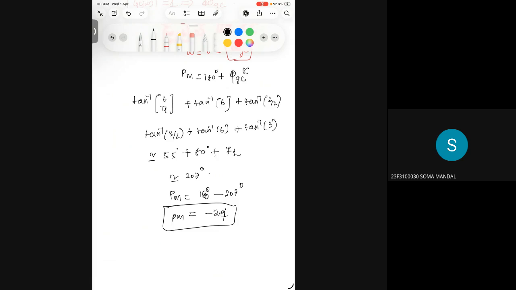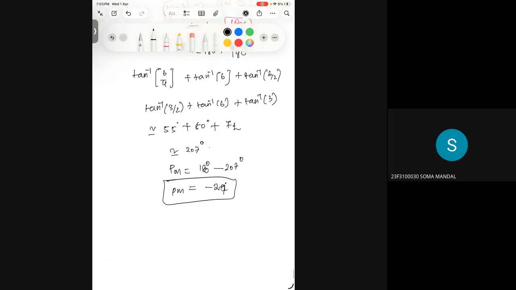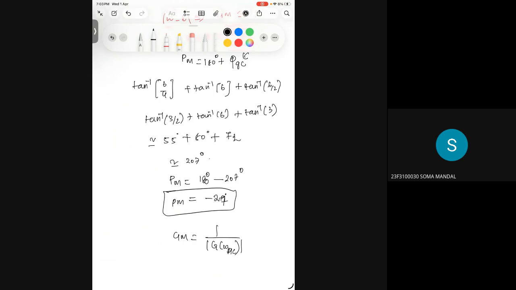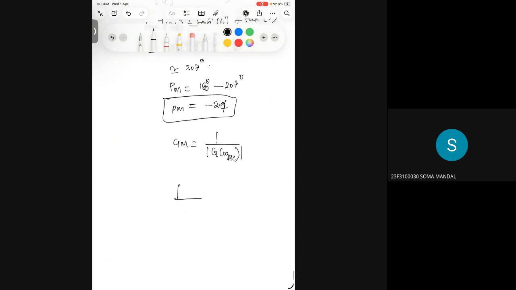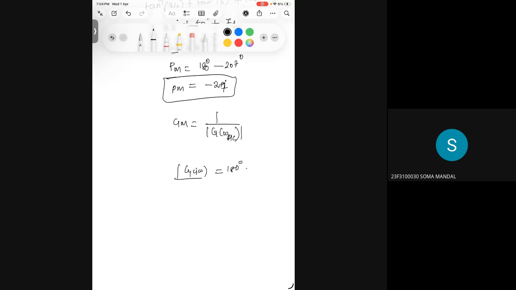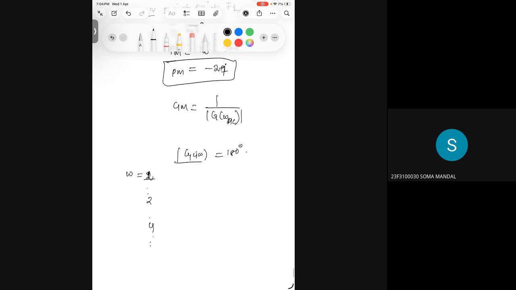Then comes the gain margin. How do you find gain margin? Gain margin is the inverse of your gain value at the phase crossover frequency. So how do you find the phase crossover frequency? Phase crossover is whenever the angle of G of j omega is equal to 180 or minus 180 degrees. You try with your cutoff frequency and check whether it is decreasing or increasing. Then choose an omega where it is equal to 180.